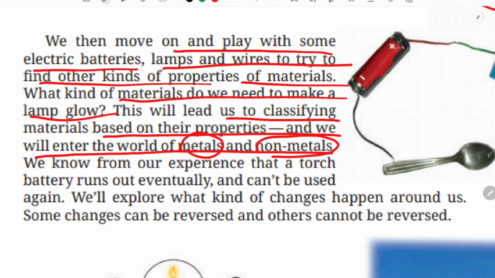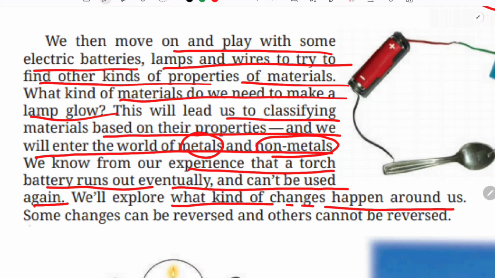So we know from our experience that a torch battery runs out eventually and can't be used again. We will explore what kind of changes happen around us. Some changes can be reversed, some others cannot be reversed. See, these days we don't use torches as much as we used in the last 5 or 10 years before. What happens when a torch battery runs out, when the battery drains out? We cannot reuse that battery.